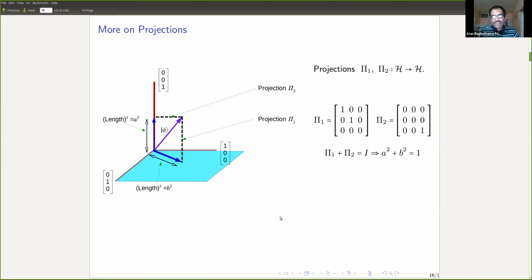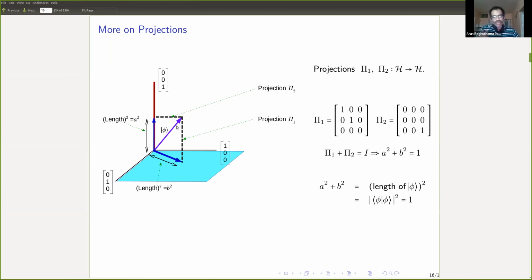Observe that when pi 1 plus pi 2 is the identity, the lengths of the projections add up to 1. That is, if b squared is the length of the projection of pi 1, and a squared is the length of the projection of pi 2, then a squared plus b squared is the length of the vector phi. Because my quantum system is always unit norm, a squared plus b squared is 1. Keep this in mind. So when pi 1 plus pi 2 is I, the length squares of the projections add to 1. This is something we will use as we go along, but I'm just trying to get you accustomed with the objects in our universe and some of the identities which we will use later on.